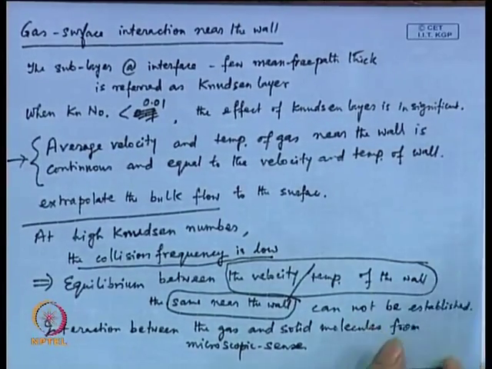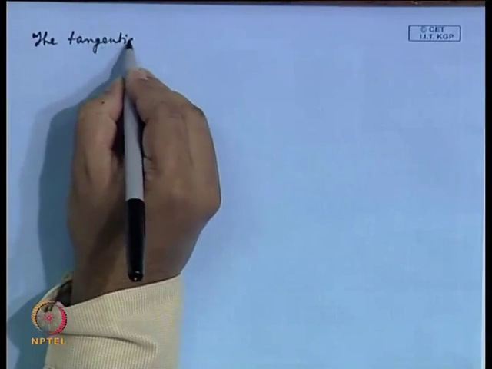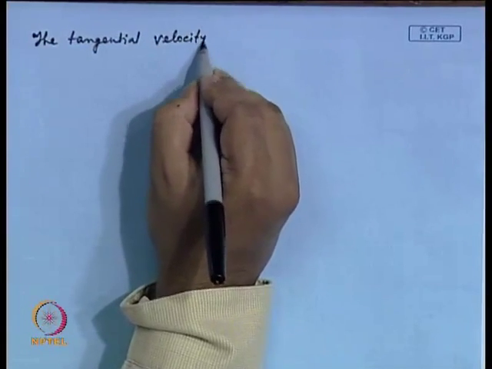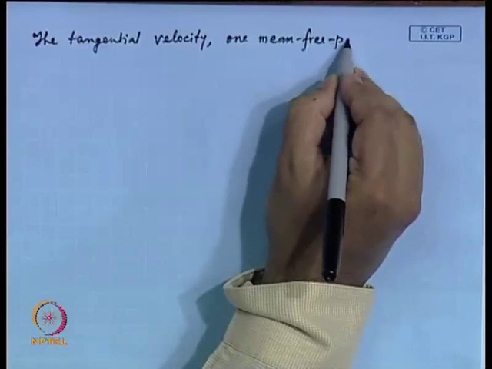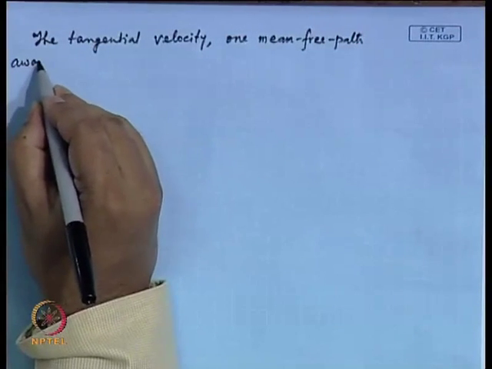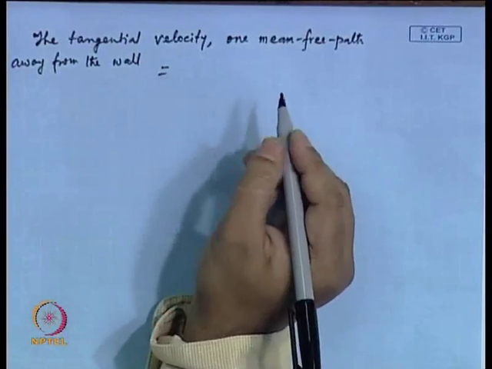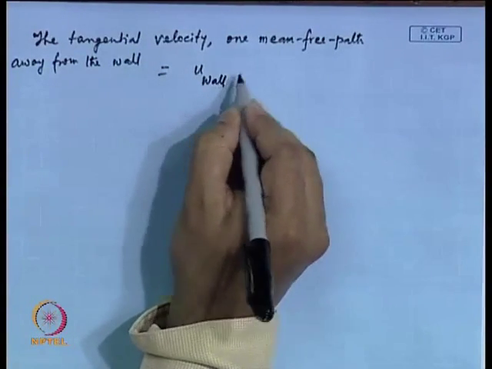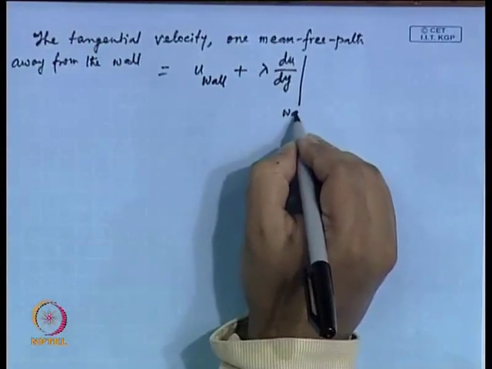Now, what is done here is we have to introduce two concepts at this point. One is what we call slip velocity, the tangential velocity, one mean free path away from the wall. That is considered as u wall plus lambda du/dy at wall. What are we doing exactly? Can you guess what is happening here?